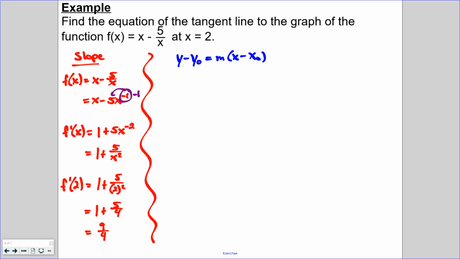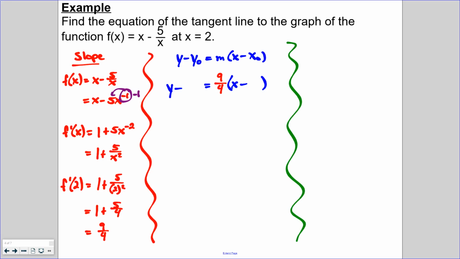Alright, so we have our equation of a tangent line in the middle here. Y minus y sub 0 is equal to m times x minus x sub 0. So now we can plug in the slope, which is going to be 9/4. And we can bring down some other pieces. This is going to be y minus whatever y sub 0 is times x minus whatever x sub 0 is. Which means next up we need to find the point, the second piece of our point slope form.